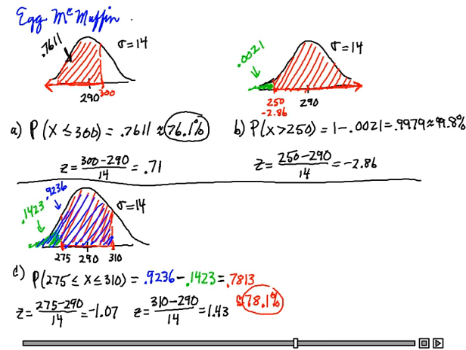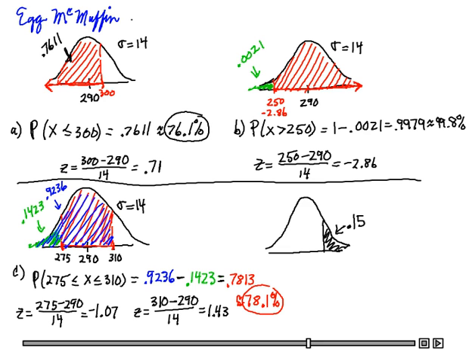Now, the last one, 15% of McDonald's Egg McMuffins are more than how many calories? So with that, 15% are more than how many calories? We're talking about the upper end here. So we're given, this is actually, again, kind of a problem in reverse. We're given the probability or the percentage, and we're asked to find the interval.